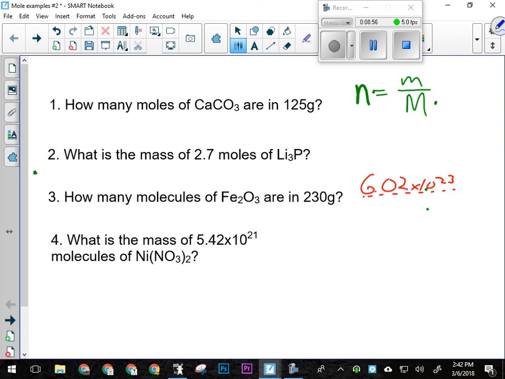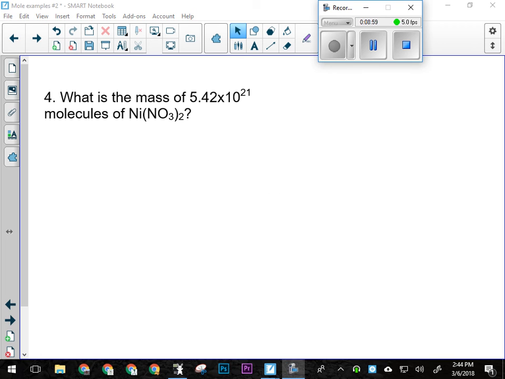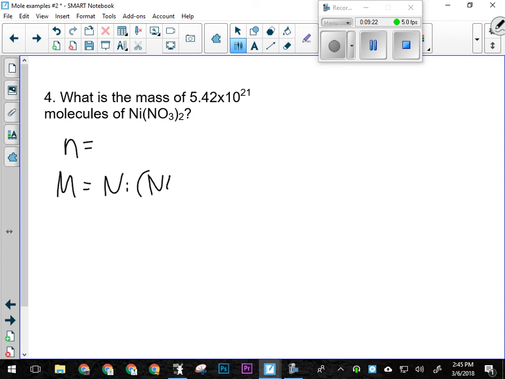Okay, try number 4. So on number 4, we are looking for the mass of a given number of molecules. What we have to remember here is that if I want to calculate mass, I'm going to need number of moles and molar mass. Well, molar mass I can figure out right now because they did tell me what the compound is. It's nickel(II) nitrate. So figure that one out.